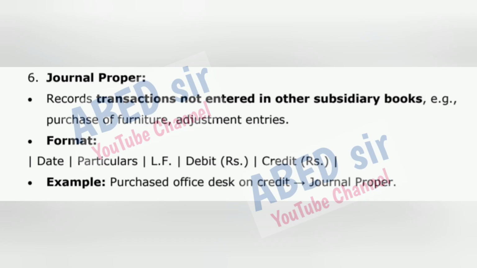6. Journal proper. Records transactions not entered in other subsidiary books. Example: purchase of furniture, adjustment entries. Format. Date, particulars, LF, debit Rs, credit Rs. Example: purchased office desk on credit, journal proper.